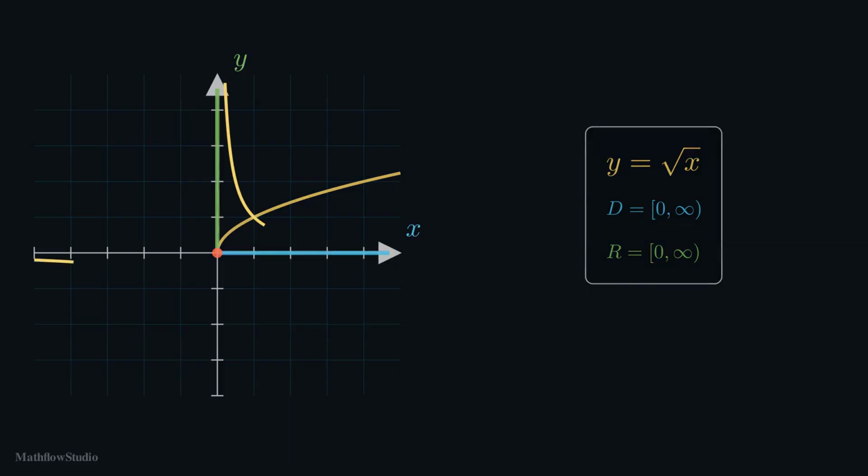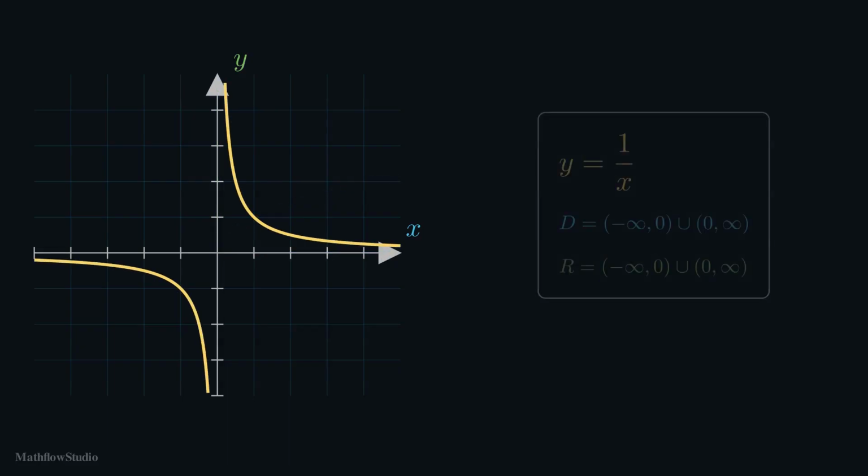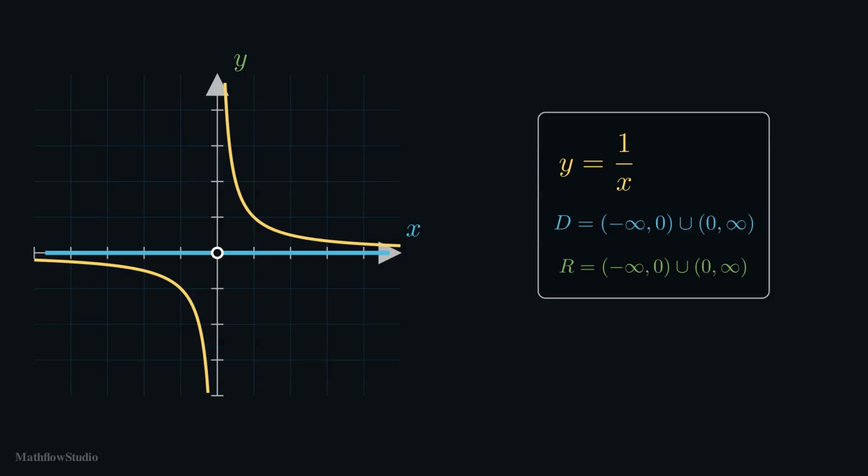The reciprocal function, y equals 1 over x, has a gap. Division by 0 is undefined, so x equals 0 is removed from the domain. And the output can never be 0, so y equals 0 is removed from the range.